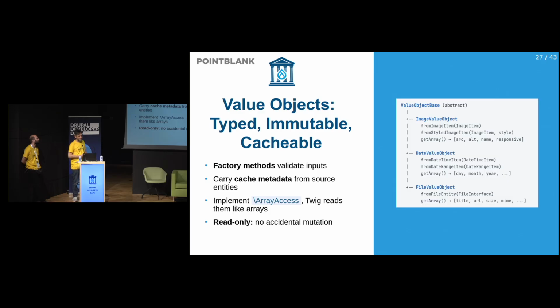So value objects are immutable typed data holders. Each class can build itself from a Drupal field via factory methods and output exactly what ECL needs via the getArray function. So why not just use arrays? Inputs are validated, cache metadata is preserved, so updates work correctly. Twig can read them like arrays, image.src and so on. They are read-only, so we don't have accidental changes.